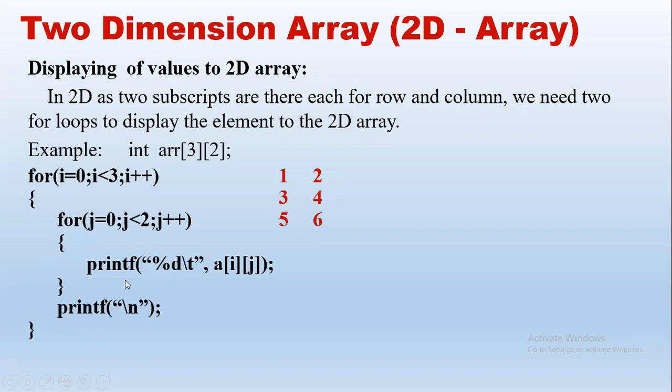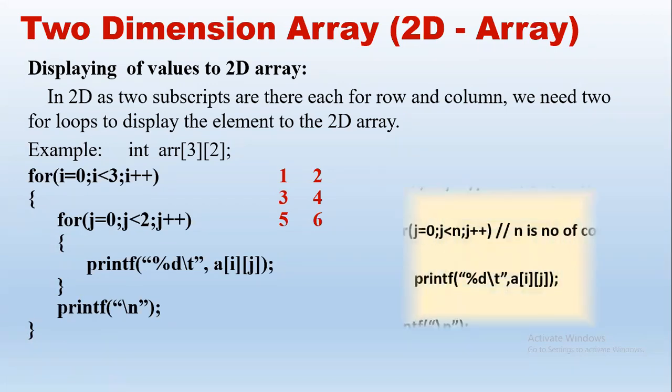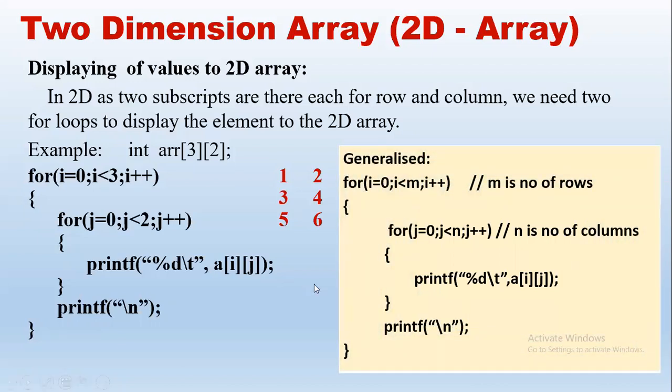So this is basically to print in the form of a matrix. Similarly, like we saw for reading, we have a generalized format for printing also. So we have i less than m, j less than n. That is a condition based on the input, right? m number of rows and n number of columns. So we are printing the matrix here, or the two-dimensional array. I hope this part is clear.